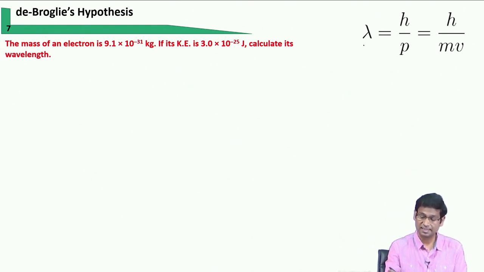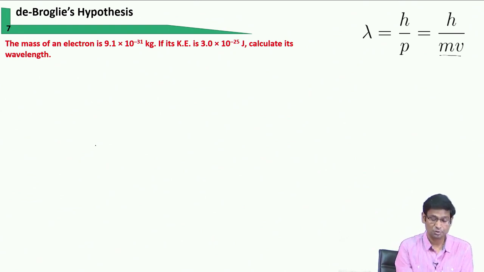So, de Broglie's hypothesis says that if you have a particle whose mass is m and moving with a speed of v, its momentum is given by mv. The wavelength corresponding to this particle, lambda, is given by h by p, or h by mv. So, if we know the mass and velocity of a particle, then we can know its corresponding de Broglie wavelength. This question concerns that. The mass of the electron we know, its kinetic energy is given, calculate its wavelength.